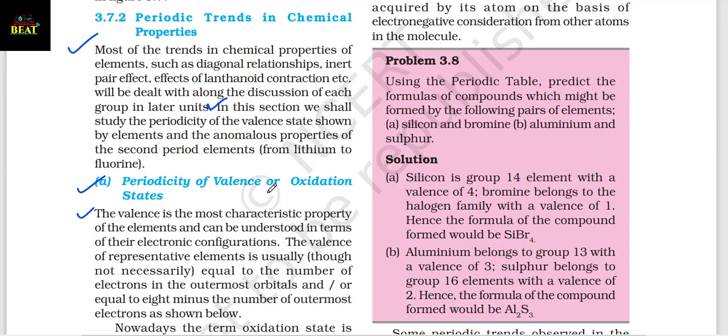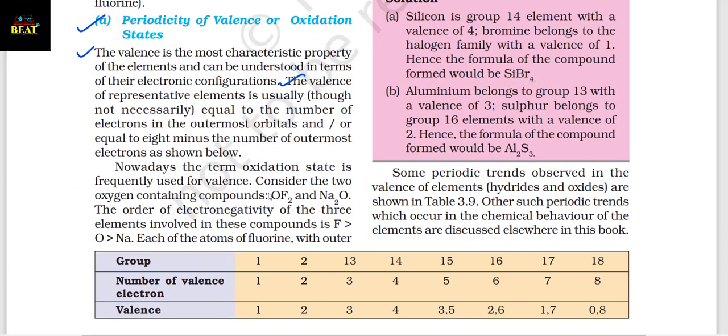The valence is the most characteristic property of the elements and can be understood in terms of their electronic configuration. The valence of representative elements is usually, though not necessarily, equal to the number of electrons in the outermost orbitals and/or equal to 8 minus the number of outermost electrons, as shown below. Nowadays, the term oxidation state is frequently used for valence.